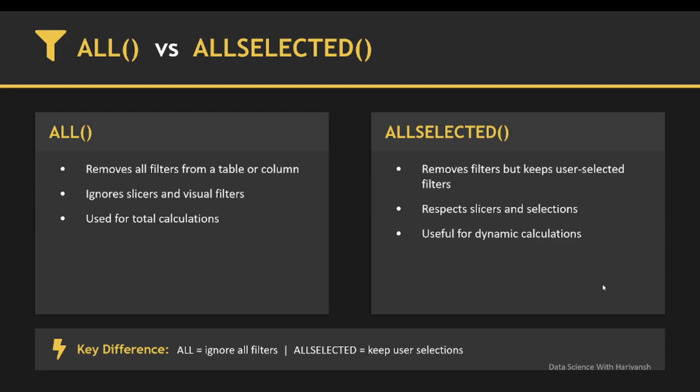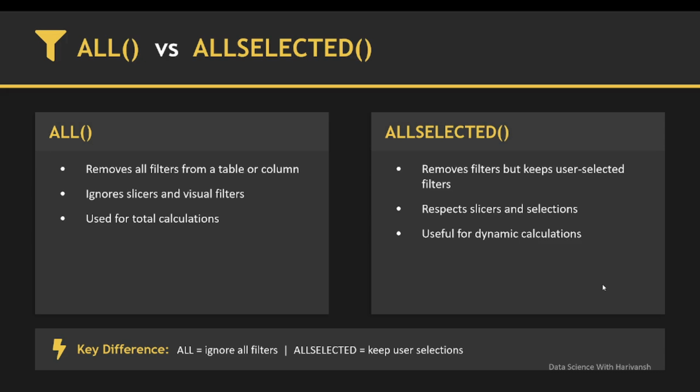Sometimes, however, you want a measure to ignore certain filters. For example, when calculating a percentage of total where the denominator should always represent the complete total regardless of what filters the user has applied. This is exactly where ALL and ALLSELECTED become essential tools.